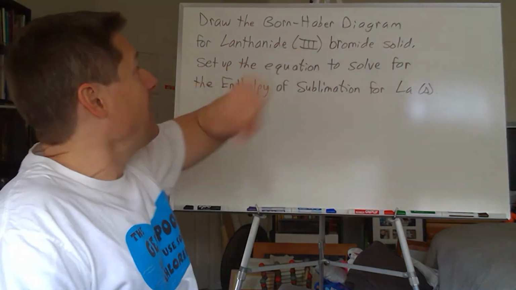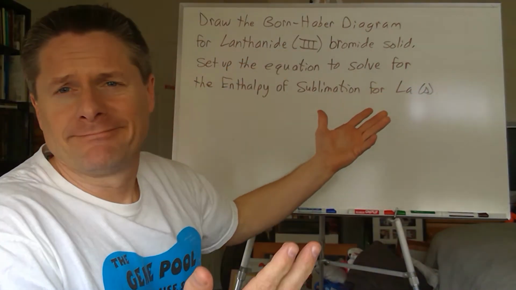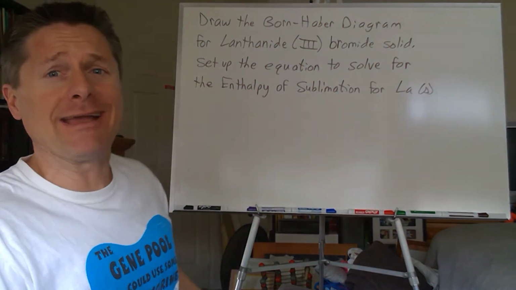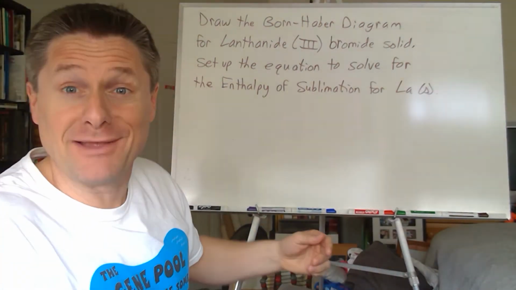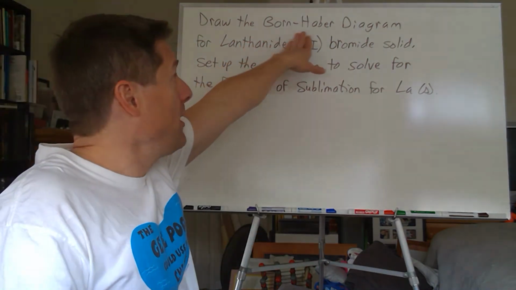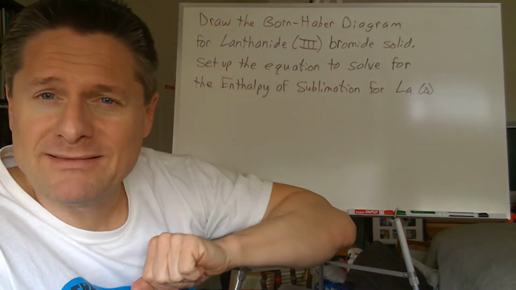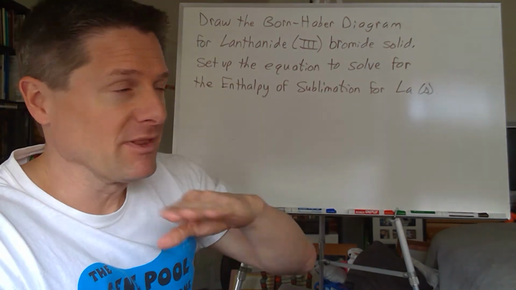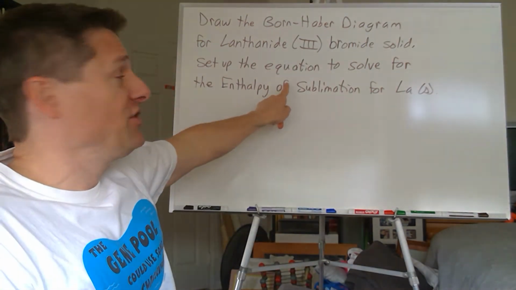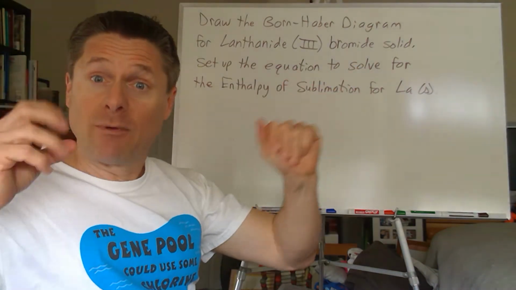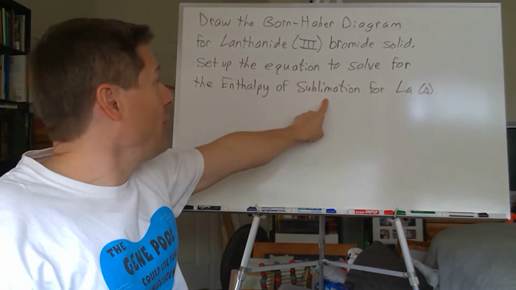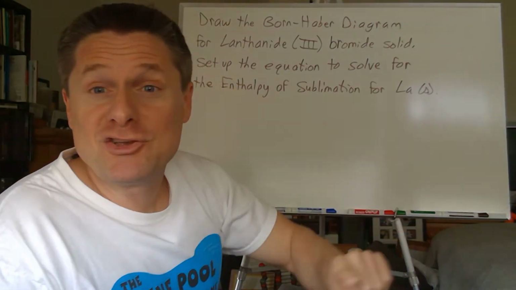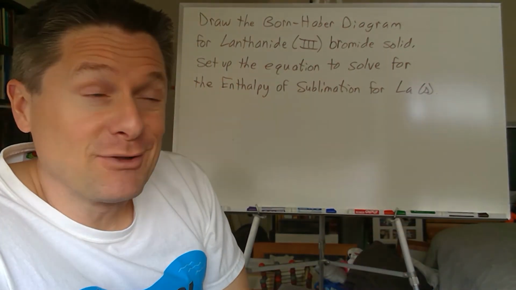So let's take lanthanum 3 bromide. Never seen it in my life, but hey, we're doing theory stuff, so we can do any compound we want, whether it actually exists or not. So draw the Born-Haber diagram for lanthanum 3 bromide solid. Start with the formula, get it right, and put it on the bottom. Then set up the equation that relates path 1 to path 2. I'm going to have you isolate, not the lattice energy this time, but the enthalpy of sublimation. We had issues with that for the silver, didn't we?